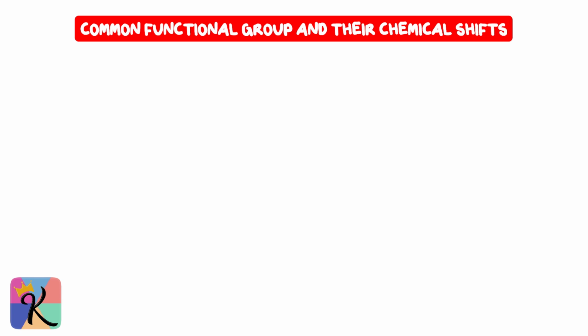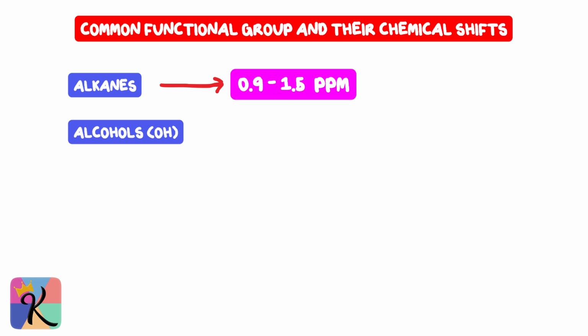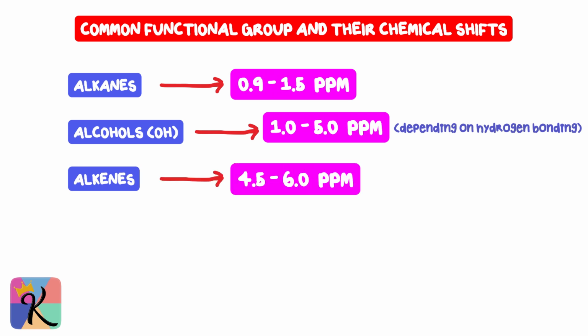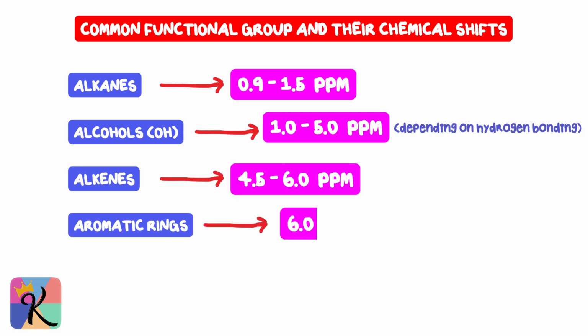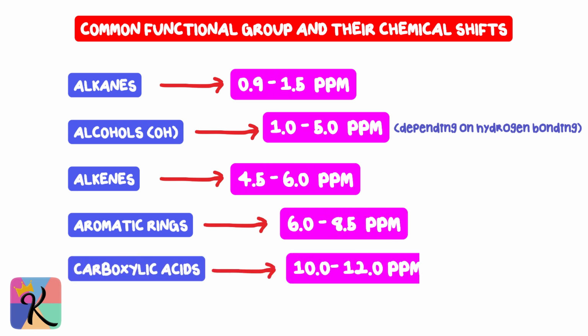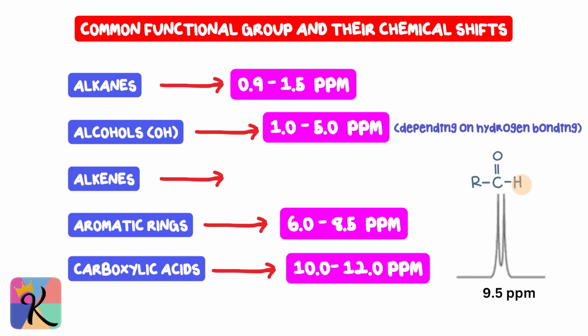It's important to have a good understanding of where different functional groups typically appear on an NMR spectrum. Here's a quick overview of some common ones. Alkanes, 0.9 to 1.5 ppm. Alcohols, OH, 1.0 to 5.0 ppm, depending on the hydrogen bonding. Alkenes, 4.5 to 6.0 ppm. Aromatic rings, 6.0 to 8.5 ppm. Carboxylic acids, 10.0 to 12.0 ppm. By knowing the approximate ranges for these chemical shifts, we can start to deduce the types of groups present in a compound. For example, if you see a peak around 9.5 ppm, it's likely from an aldehyde proton.